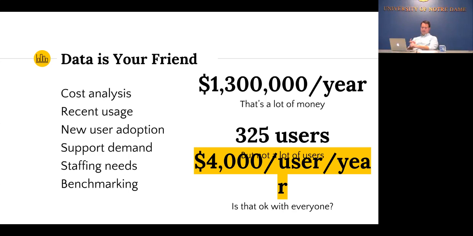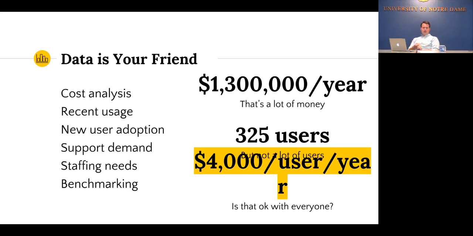So let's imagine the scenario, it's not too far off from the real numbers from a service that we retired: $1.3 million a year. It's a good amount of money depending on what it is. We only have 325 users. That's not a huge number of users. That comes out to $4,000 per year per user. Are we okay spending $4,000 a year per user to solve this problem? If you look at that and say, oh my gosh, no, that's ridiculous, we could do it for so much cheaper, then that's a pretty good argument that this is a candidate for retirement on the basis of cost.